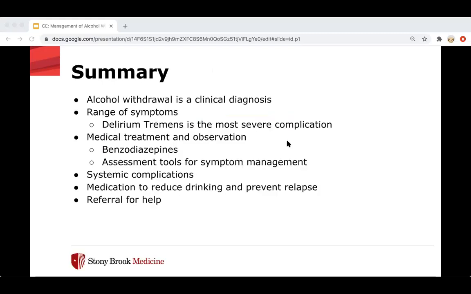So in summary, alcohol withdrawal is a clinical diagnosis. It can present with a range of symptoms anywhere from just mild headache to delirium tremens, which is the most severe complication. In terms of medical treatment and observation, benzodiazepines are our gold standard of treatment, and we have to constantly reassess these patients for symptom management. It can cause systemic complications, mainly liver complications. We do have medications to reduce drinking and prevent relapse, and referral for help is needed for almost all of these patients as well.